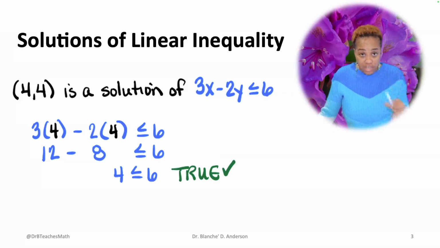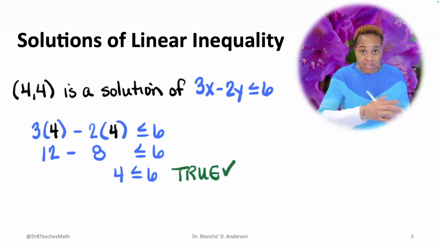So let's look at this one. (4, 4) is a solution of this linear inequality, 3x minus 2y less than or equal to 6, because when you substitute 4 and 4 into the inequality, look what happens. You end up with 3 times 4 minus 2 times 4 is less than or equal to 6. 12 minus 8 is 4, and 4 is less than or equal to 6. Yes, so it makes that inequality true.